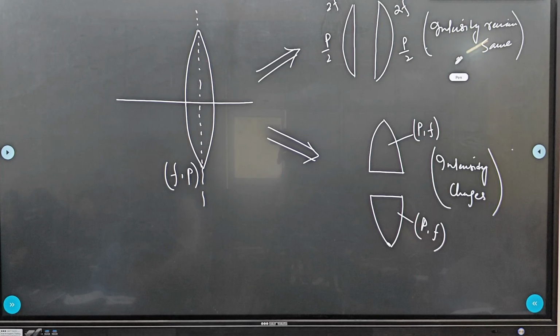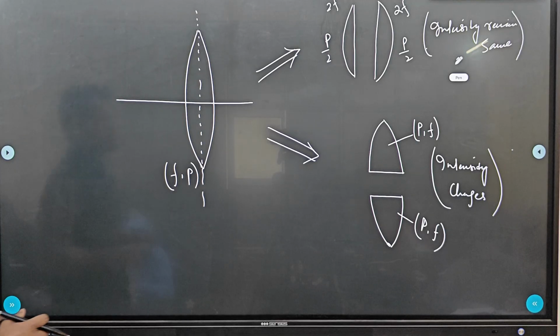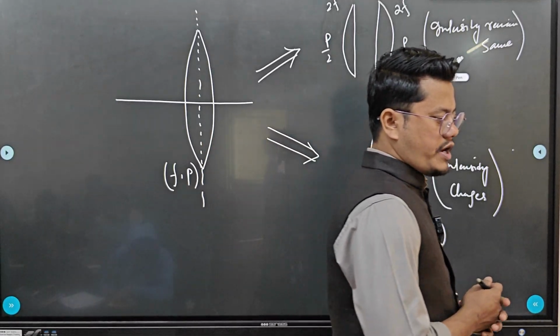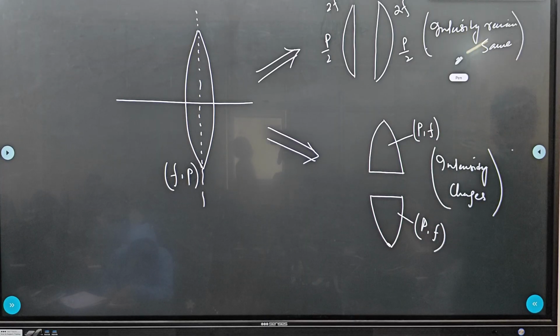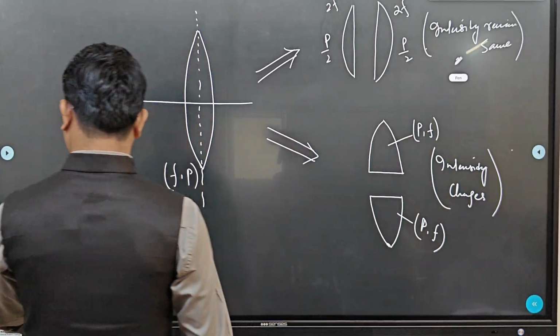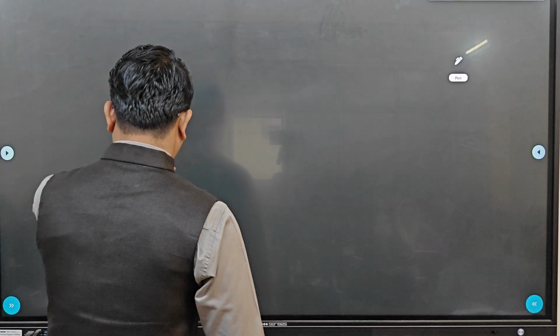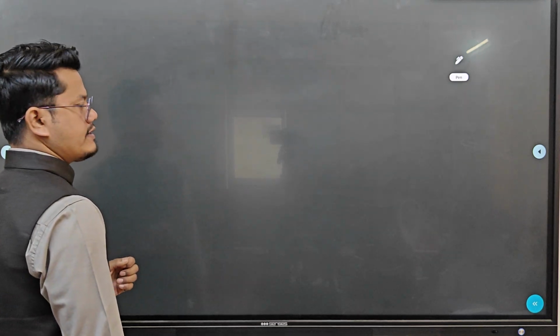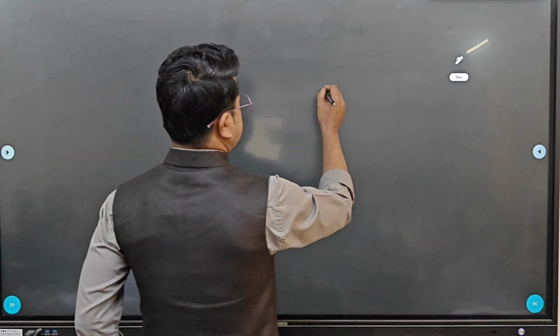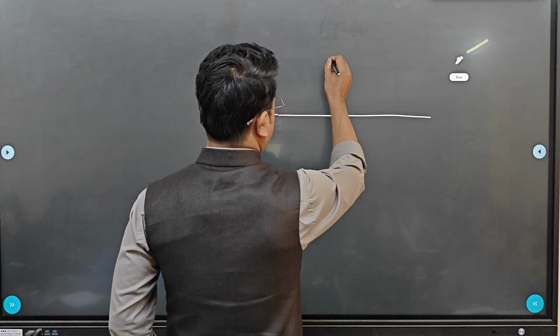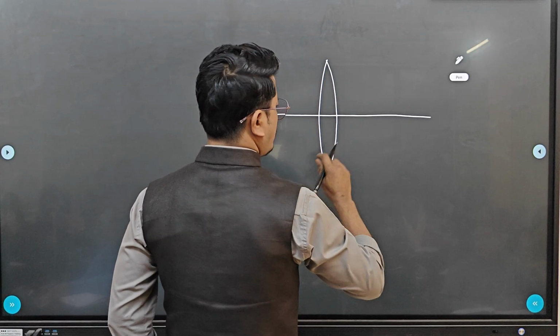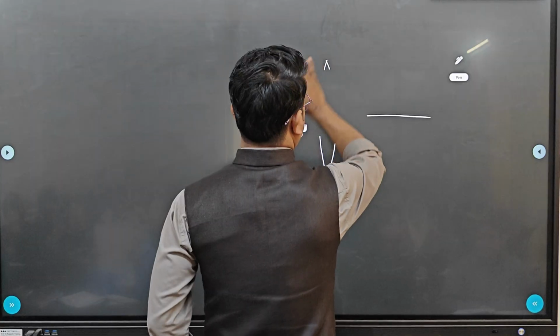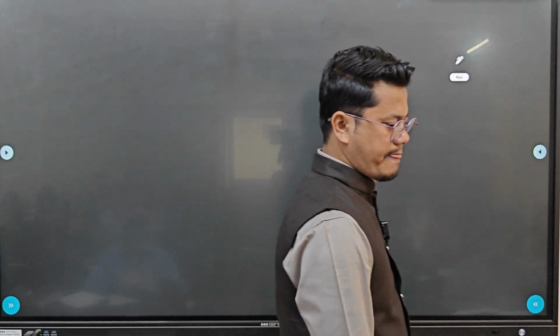Combination of thin lenses in contact. So try to understand. For example, we have two lenses. This is lens number 1. Oh wait, I'm so sorry. Before starting this, we should understand about power. Just write power of a lens. Cut it down. Power of a lens.